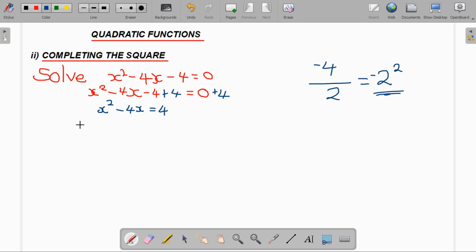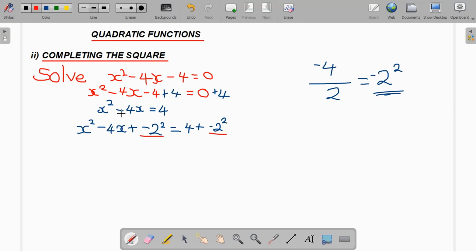So we're going to say x squared minus 4x, and then plus (-2) squared equals 4, and then plus (-2) squared. So we have added (-2) squared on both sides. So we have added this one and that one.